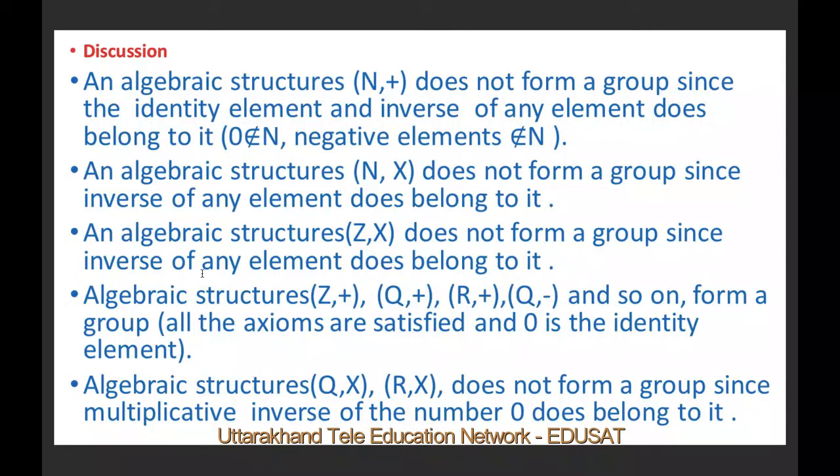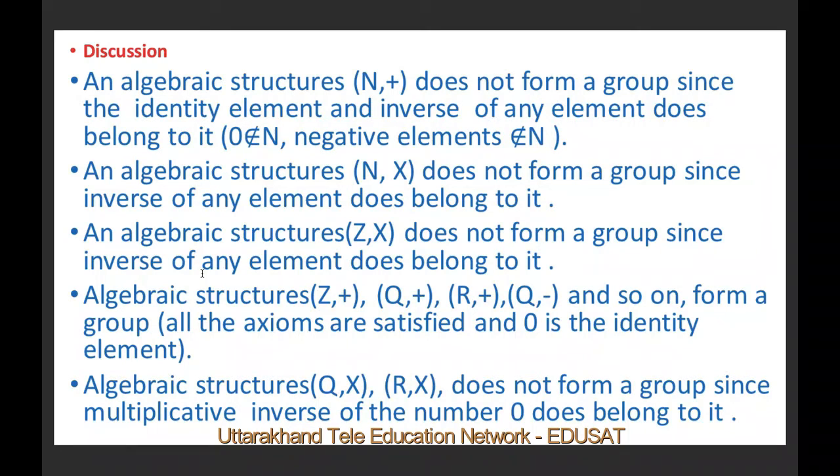Also, the set of integers equipped with multiplication does not form a group since the inverse of any element does not belong to it. The multiplicative inverse of any integer may not be an integer. So for example, if we take 5, its multiplicative inverse is 1/5, but 1/5 is not an integer. Therefore the set of integers equipped with multiplication does not form a group.